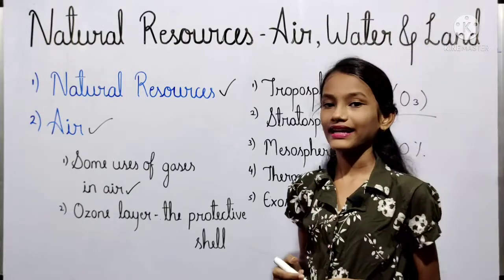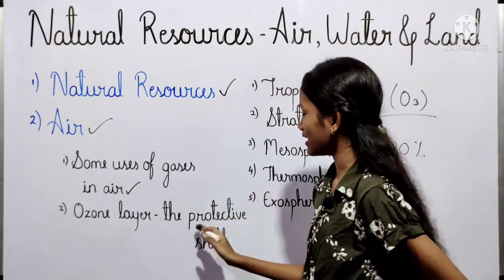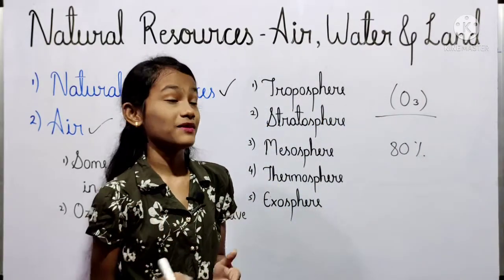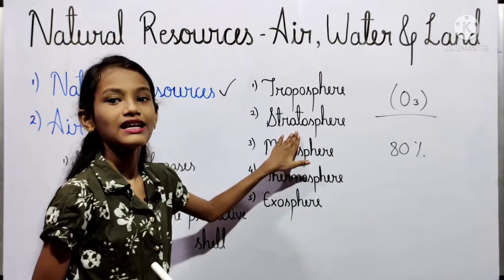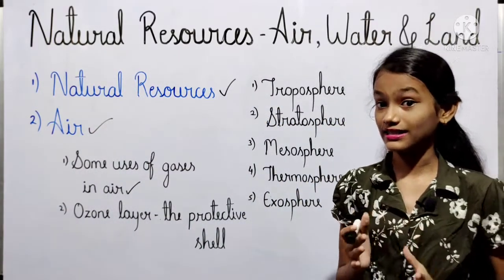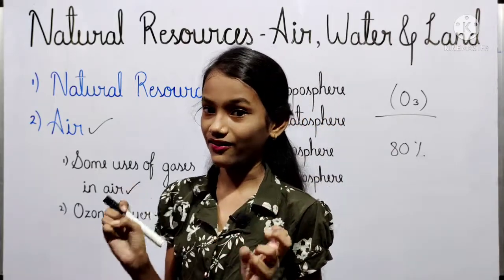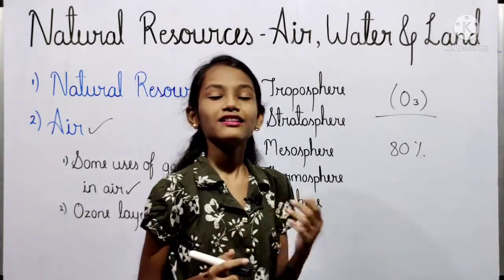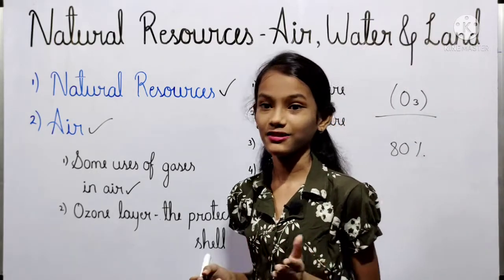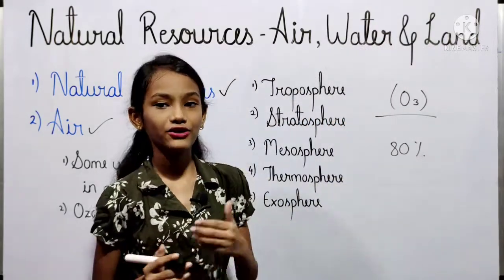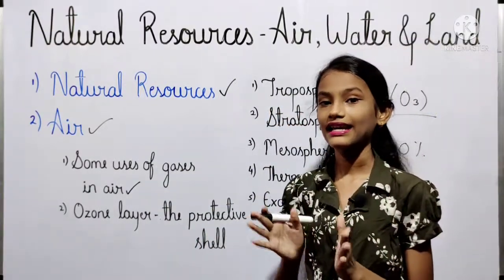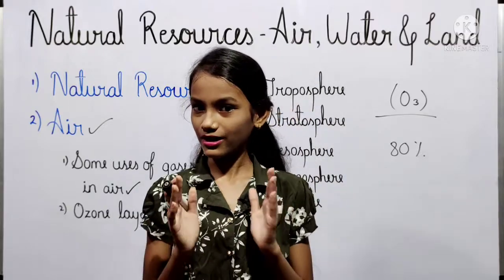Then the second topic that we have learned is the ozone layer, the protective shell. The layer of ozone gas is present in the lower part of the stratosphere, and the ozone layer is very important for protecting us from the ultraviolet rays of the sun. And in metropolitan cities like Mumbai, Pune, or Nagpur, boards are displayed at places of heavy traffic to show the proportion of the various constituents of the air at that place. And also at last we have seen one question.